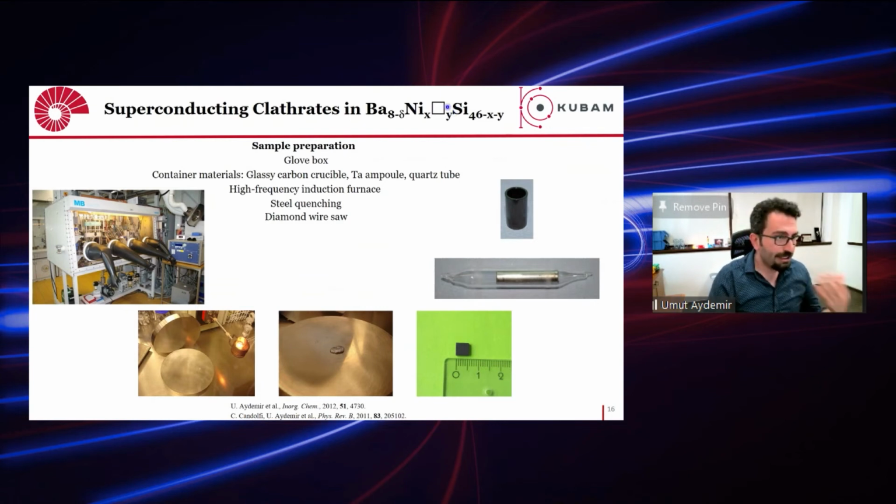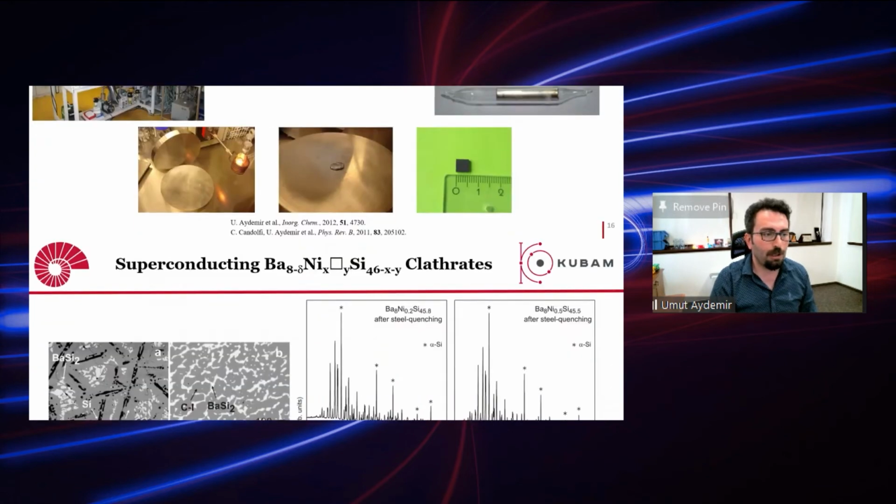So now these barium nickel silicon clathrates were prepared in an argon-filled glovebox, and we did high temperature annealing in glassy carbon crucibles or in tantalum ampules. And if required, which will be the case, as you will see, for the superconducting compositions, we used quenching. Basically, we melted these materials in a high-frequency induction furnace, and then quenched them between steel plates, so that we freeze the high-temperature composition or modification. And then, of course, we cut the samples and do all types of transport property measurements.